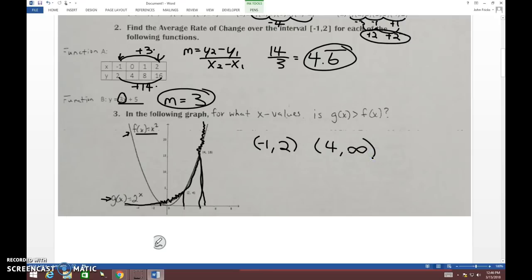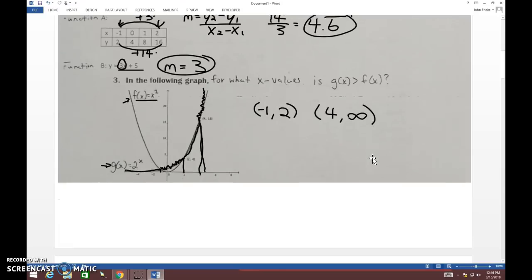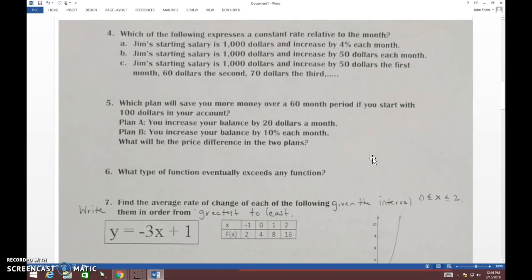You just need to pay attention to where the graph is above the x-axis. In number 4, it says, which of the following expresses a constant rate? Remember that constant rate is linear. So, which one of these problems is linear? In A, it says that it increases by 4%. That is exponential, so it's not that one.